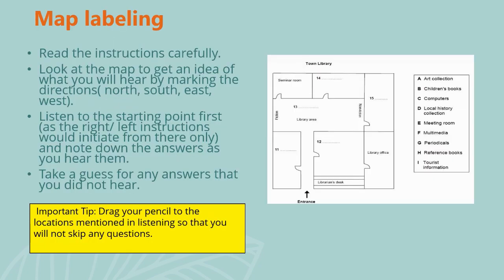Map labeling: read the instructions carefully. Look at the map to get an idea of what you will hear by marking the directions: north, south, east, west. Listen to the starting point first, as the right-left instructions would initiate from there only, and note down the answers as you hear them. Take a guess for any answers that you did not hear. Important tip: drag your pencil to the locations mentioned in listening so that you will not skip any questions.